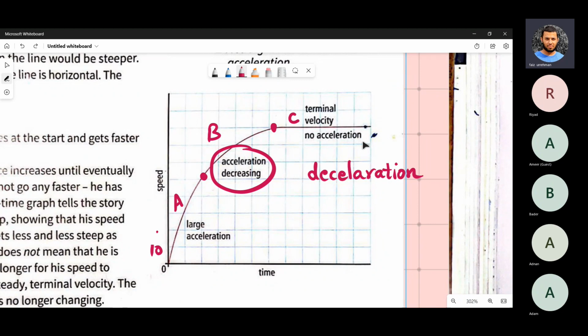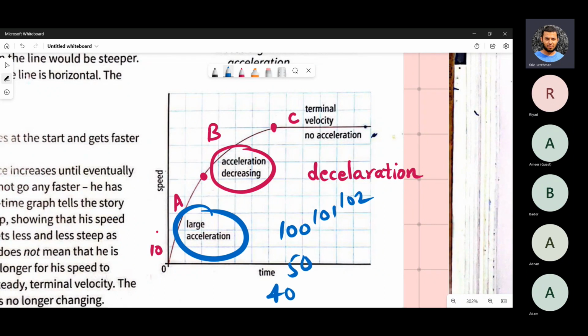Okay. Acceleration decreasing is like it takes speed, it's moving up, but slowly, you know? It's increasing slowly, like 100, then it's going 101, then 102. But what is large acceleration? It's like 40, then jumping to 50, then 60, and then 70. Yes, it is fast acceleration.